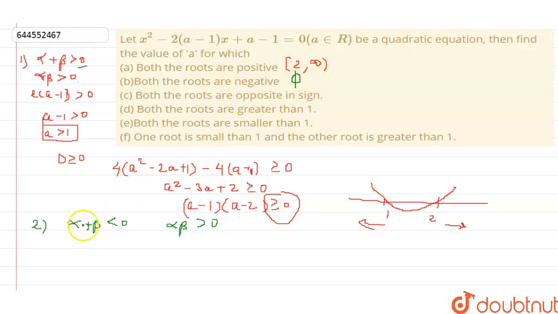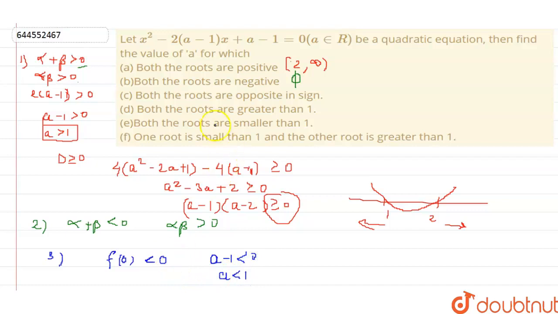Next is both the roots are opposite in sign. If both the roots are opposite in sign, then again we can comment on f of 0. Why? Because if two roots of opposite nature are there, then definitely the origin is going to lie between them. So f of 0 should be less than 0, right? When we say that f of 0 is less than 0, then this a minus 1 is less than 0, so a must be less than 1.